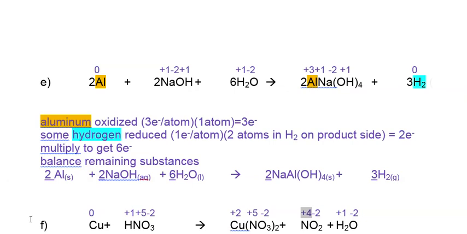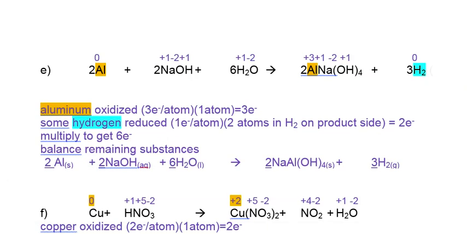Once we have our oxidation states, which is more correct to say than charges, we figure out what has changed. We have copper going from 0 to +2. So the copper is oxidized, right? It's increasing in oxidation state, and it's a change of 2 electrons per atom. We have 1 atom on the reactant side, 1 atom on the product side, so we can just multiply by that 1 atom.